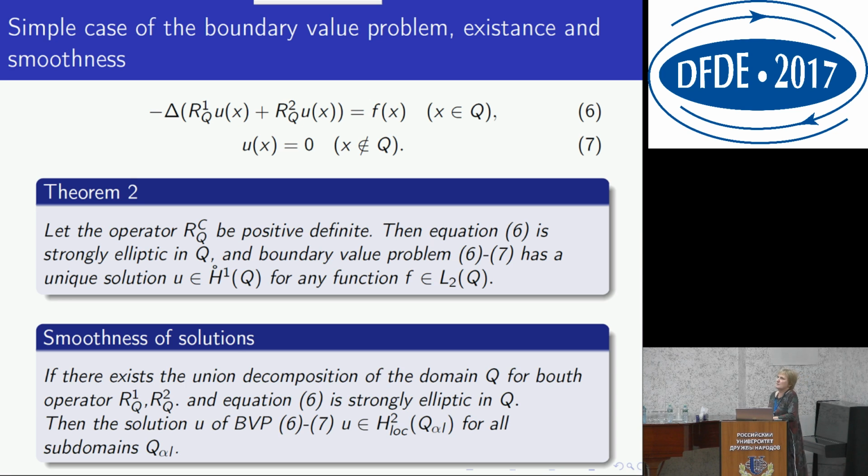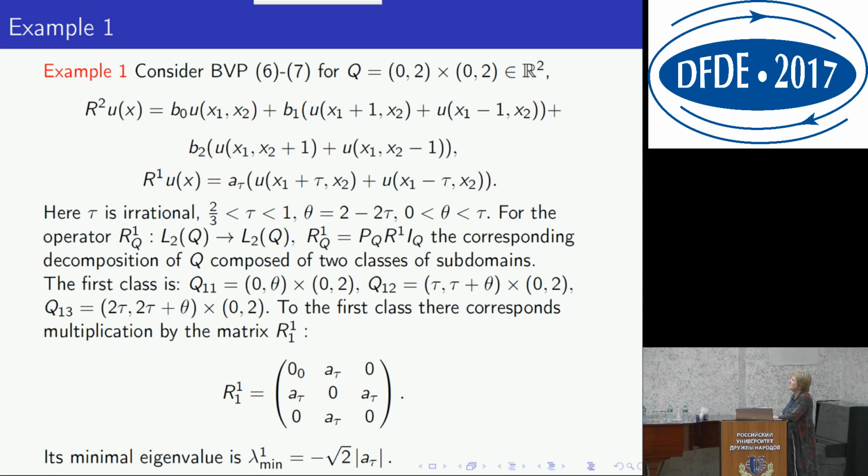И кроме того, такое разбиение позволяет в ряде случаев строить единое разбиение в области Q для несоизмеримых сдвигов. И в этом случае решение сохраняет гладкость в этих подобластях. То есть оно принадлежит локальному пространству H2 в этих подобластях. То есть разбиение может существовать. And this new decomposition has some principal advantages. It allows us to select some cases where the smoothness of solution is preserved in the whole domain.